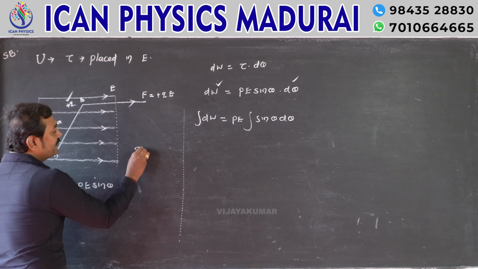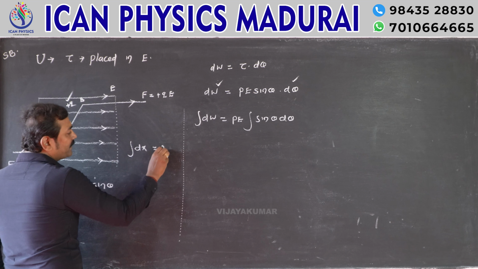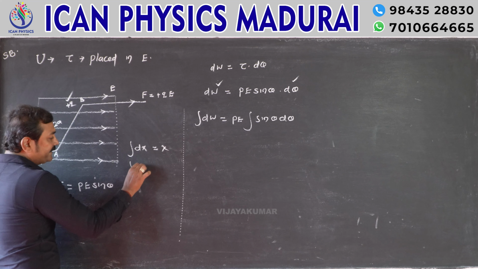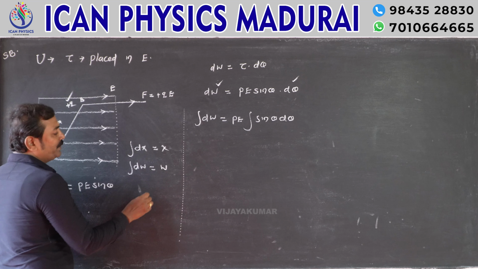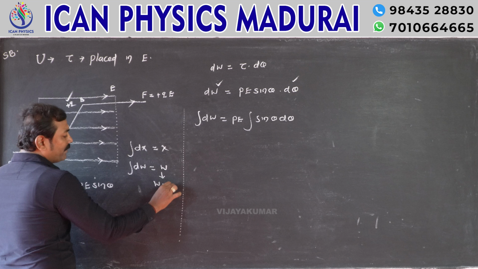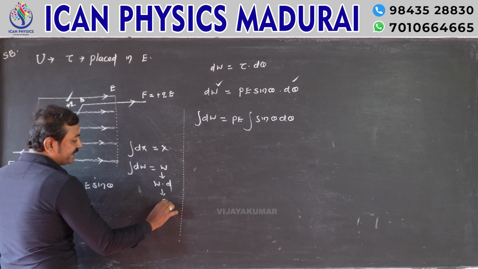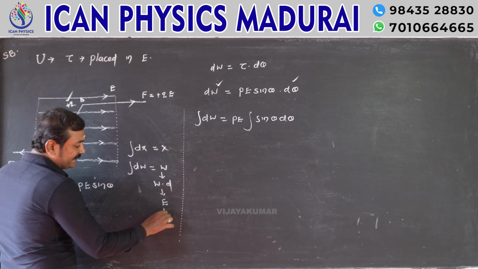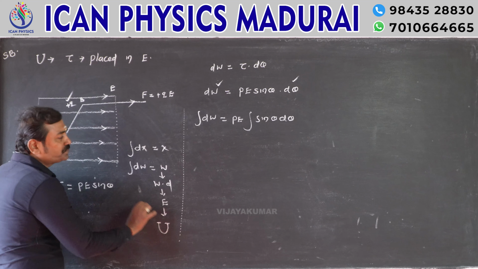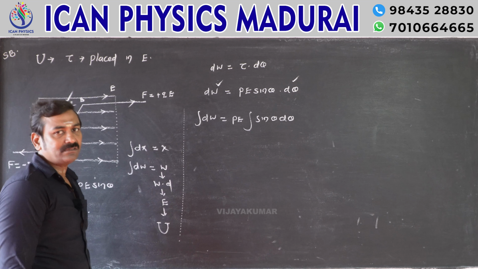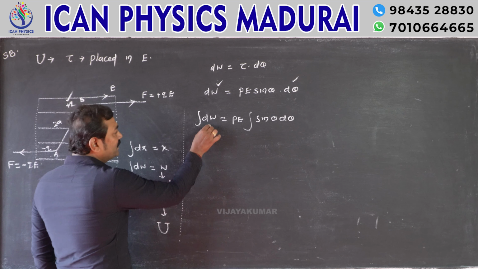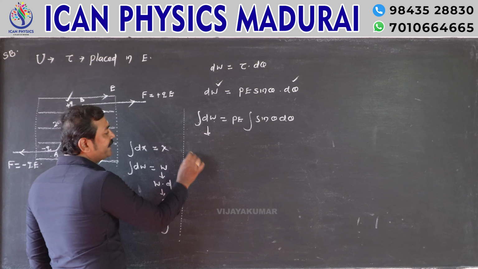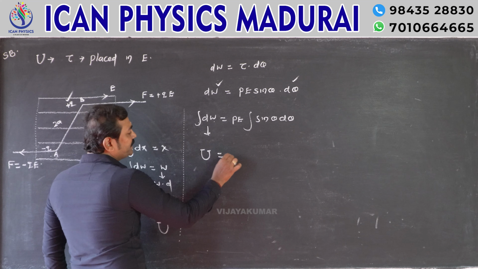So we know very well that when we integrate dx, we get x. Similarly, when we integrate dW, we get W. W is the work done. The work done is saved as energy. The energy is represented by U. That is electrostatic potential energy. So when we integrate dW, then it becomes U.